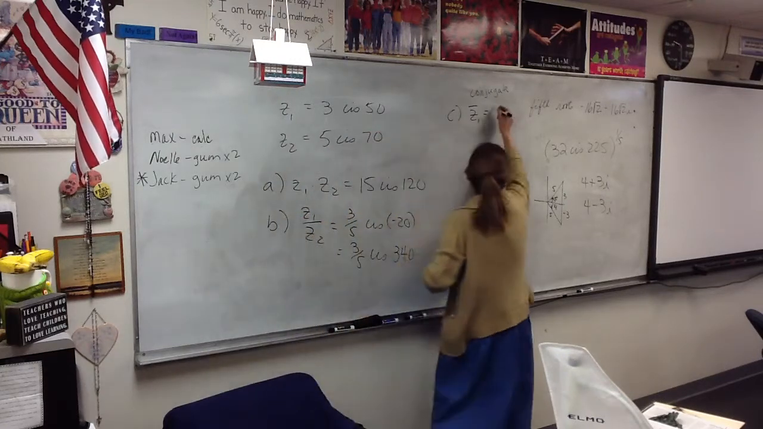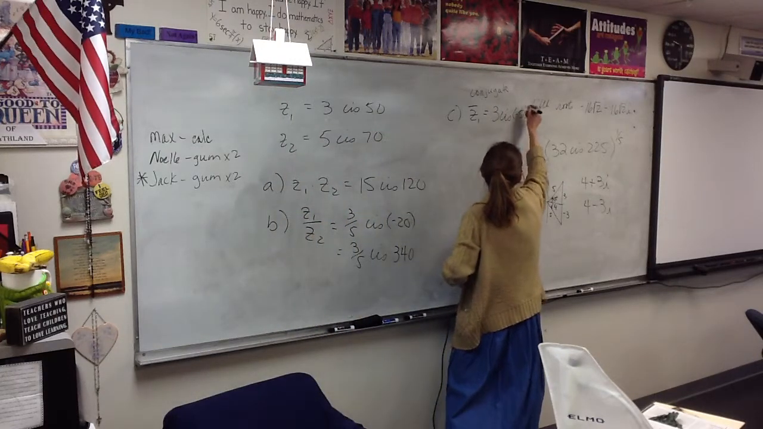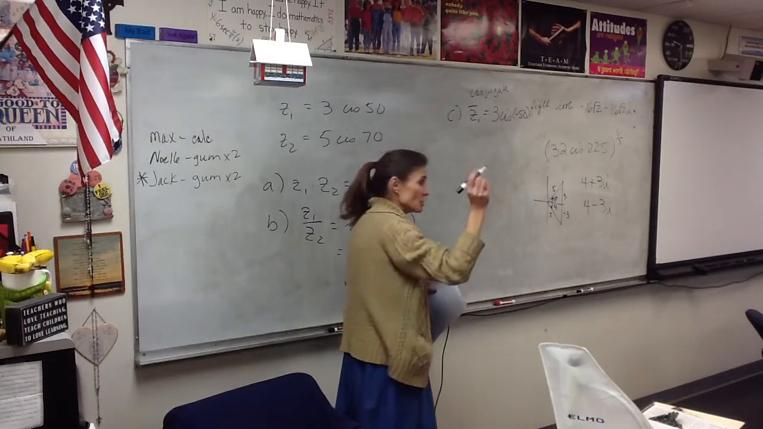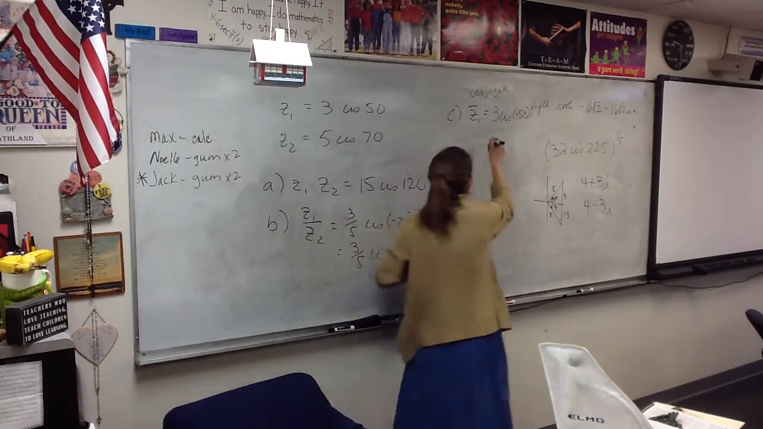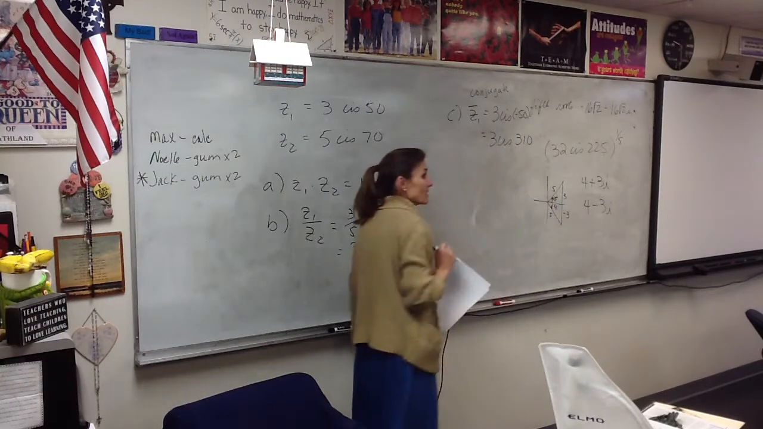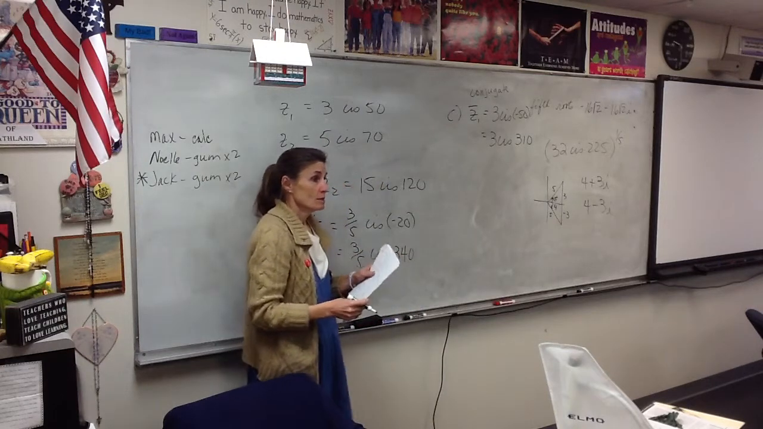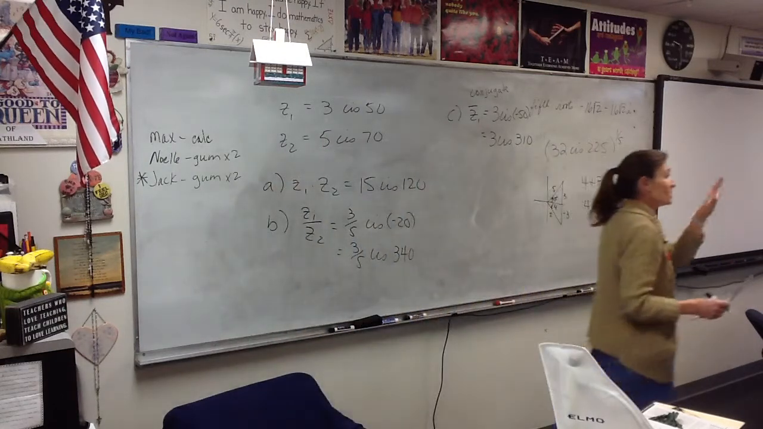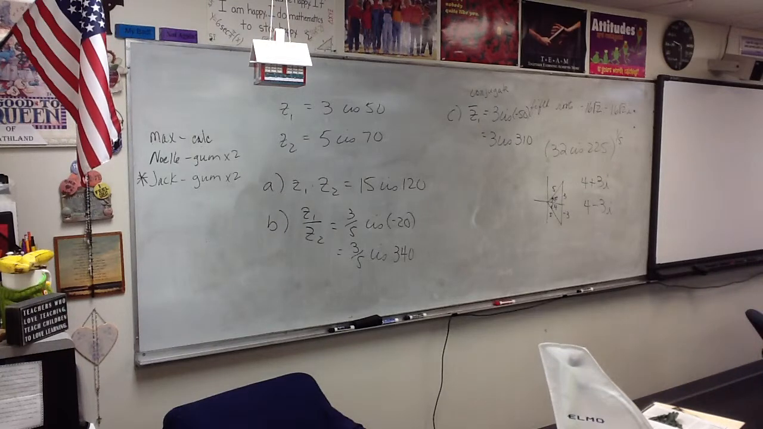So the conjugate would be 3 CIS negative 50. Which of course you can't have negative 50, so you would write it as 3 CIS 310. That's the conjugate. So to summarize, the conjugate of a number in polar form has the same radius and the opposite angle. So instead of positive 50, it has negative 50. Everybody clear on that? It's easy enough, okay.